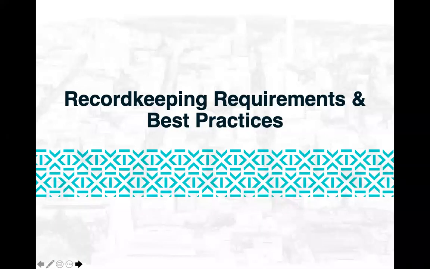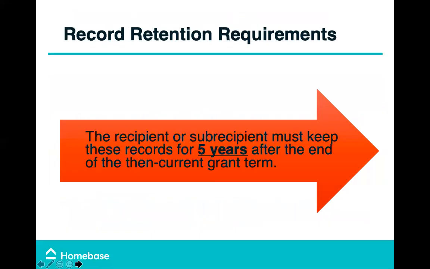All right. So again, before moving on to our next topic, we just wanted to provide you with HUD's record-keeping requirements and some tips on how to keep these records. So starting with records retention requirements. The CoC program interim rule requires recipient or subrecipients must keep these records for 5 years after the end of the then current grant term. This is in part important so that when HUD comes to monitor, you have all the documentation necessary on file.